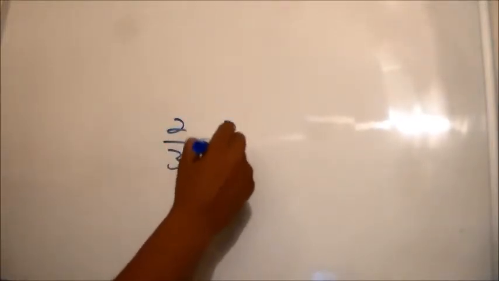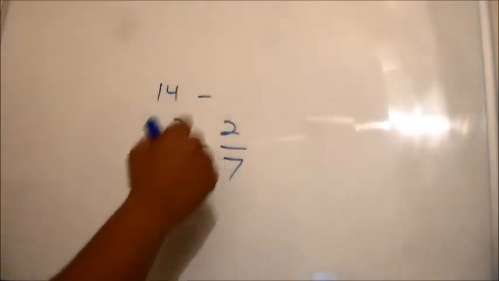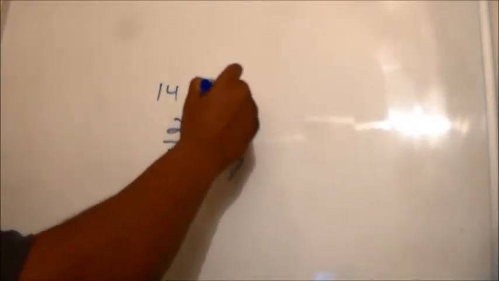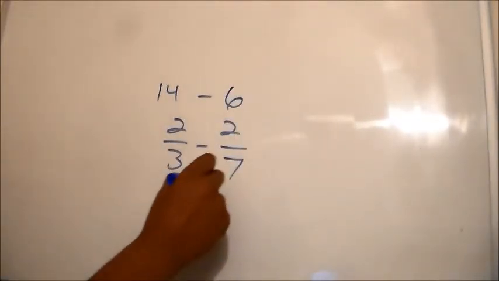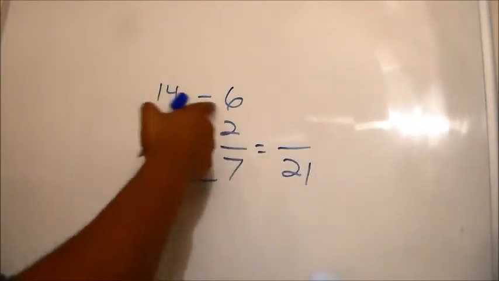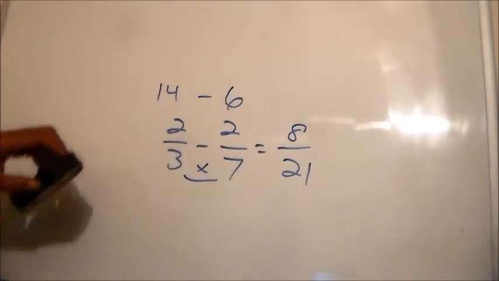2/3 minus 2/7. 7 times 2 is 14, minus 3 times 2. So we're cross multiplying each time. 6, and the denominators are multiplied. 21, 14 minus 6, 8/21. That is our final answer.